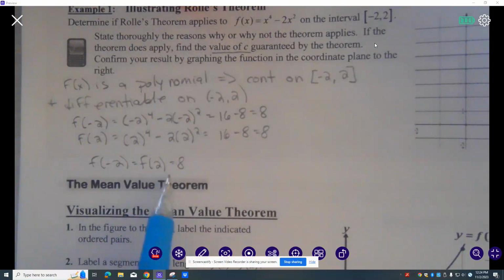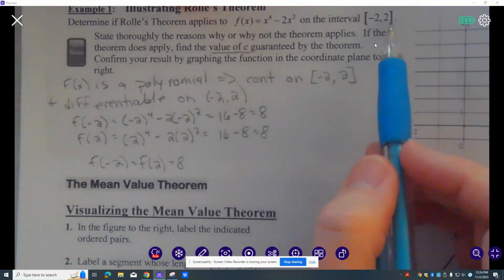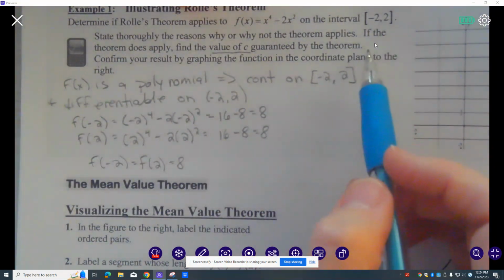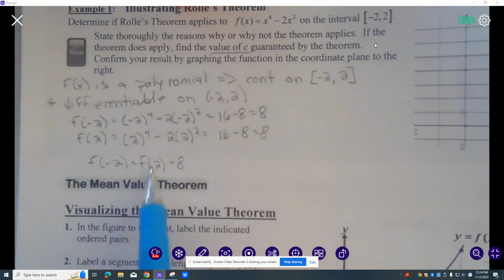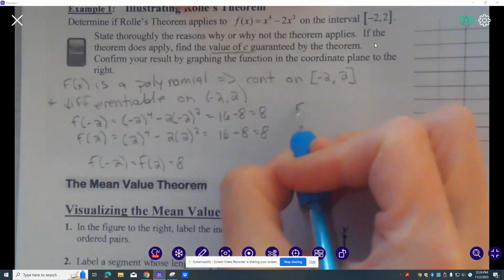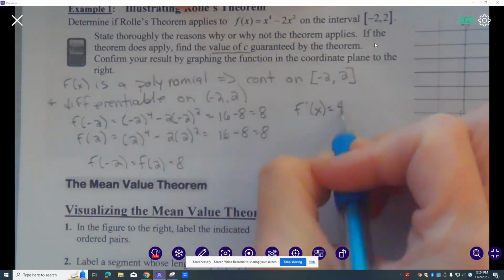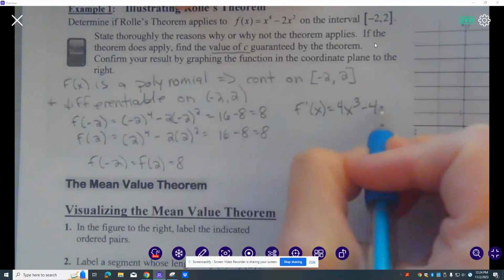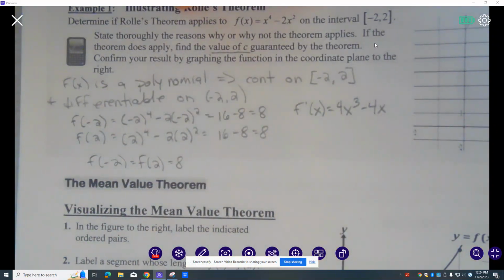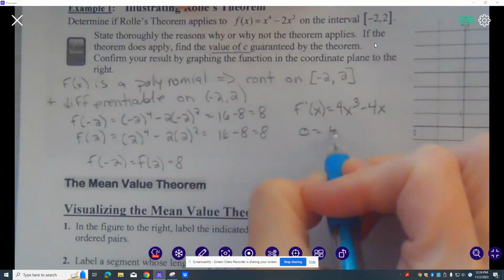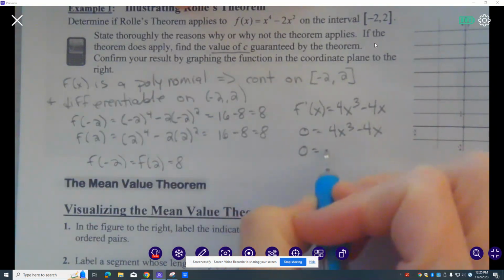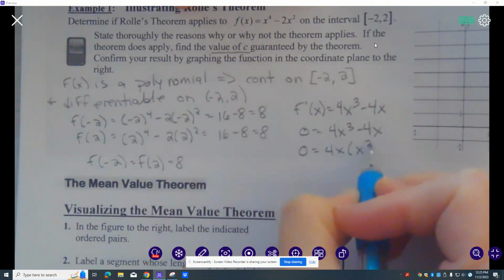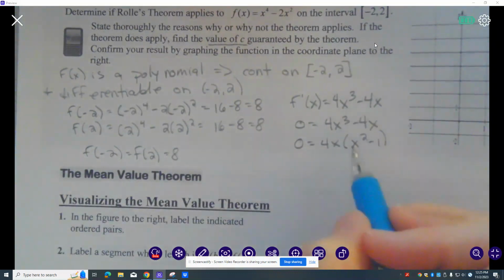So then I've met the requirements for Rolle's, so that means somewhere between negative 2 and 2, there should be a number where the derivative is 0. So I have shown that it applies because all these things are true. Now we're going to find c. So to find c, we need f prime of x, which will be 4x to the third minus 4x. Set that equal to 0, and solve. That is factorable. Factor out a 4x, and you have x squared minus 1. Factor again.